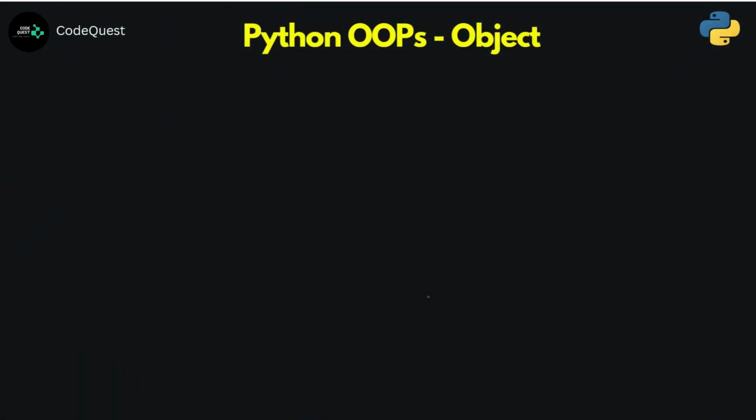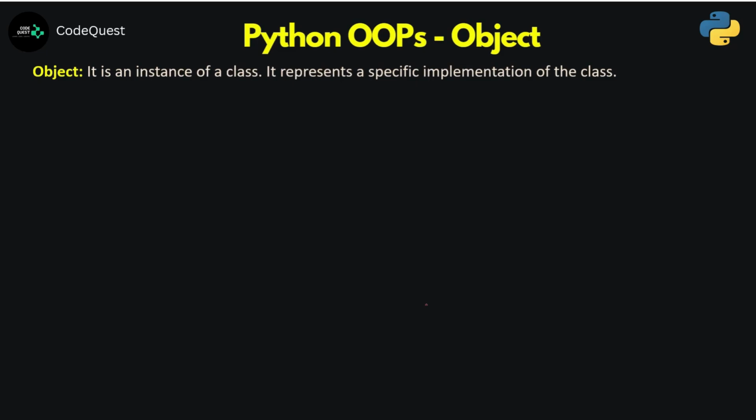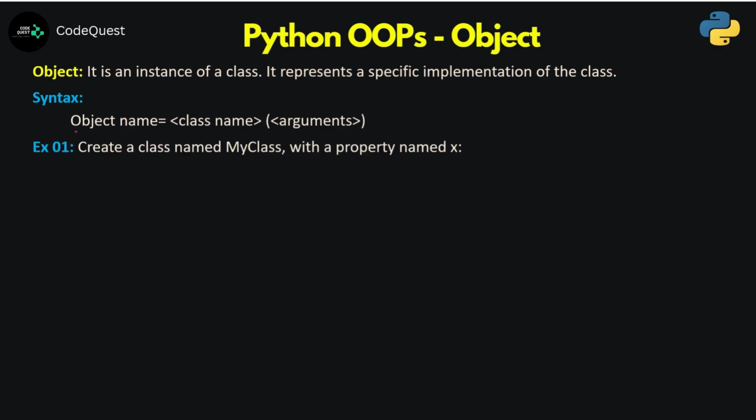A class is not going to be sufficient unless you create an object of that particular class. An object is nothing but an instance of a class, and it represents the specific implementation of a class. So what is the syntax to create an object in Python? We take some name for the object and then write the class name, and inside the brackets we supply the required number of arguments.